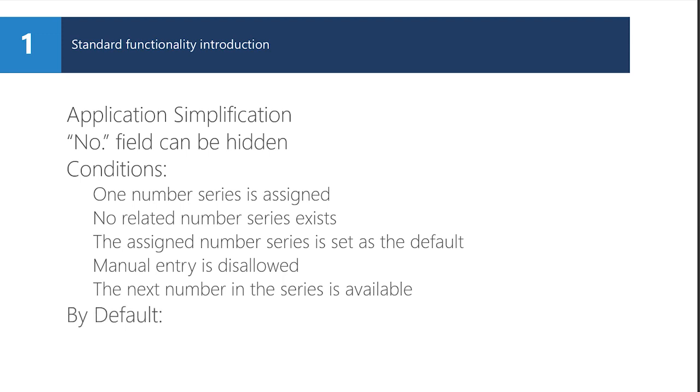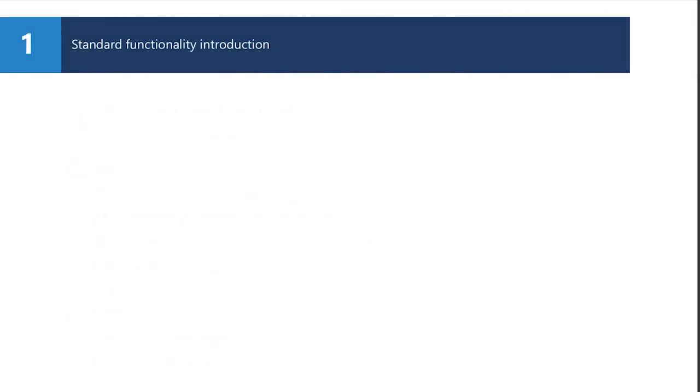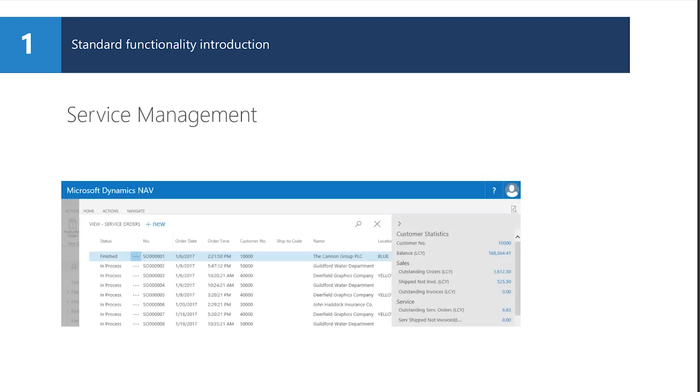By default, we can find this feature in the standard Microsoft Dynamics NAV solution only on sales and purchase documents. Now, I will explain how you can add this feature to other documents. In our following example, you will see how we can change this feature to enable it on service management documents.